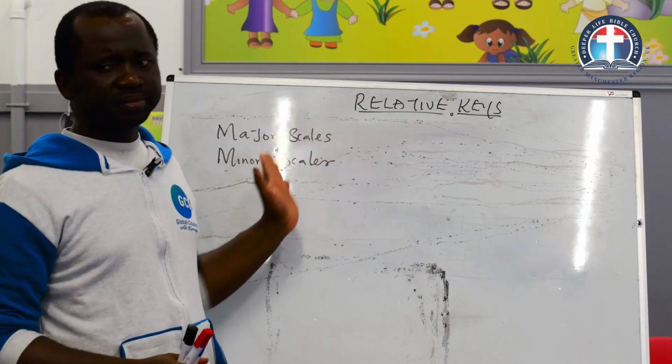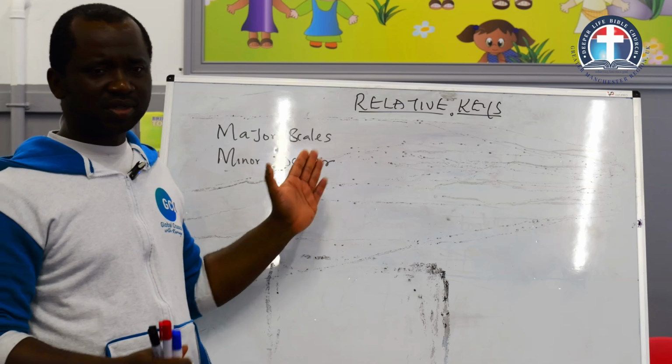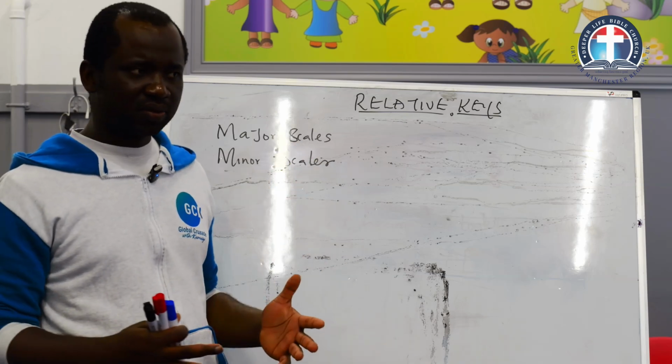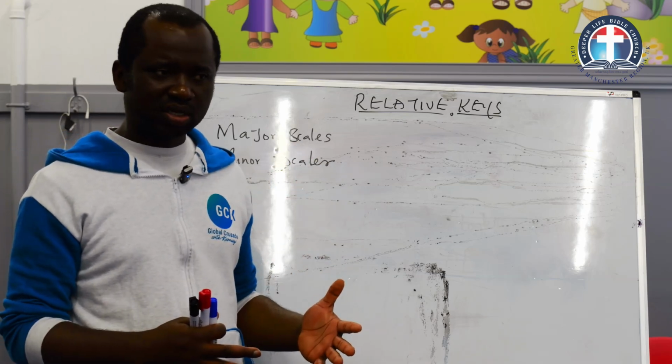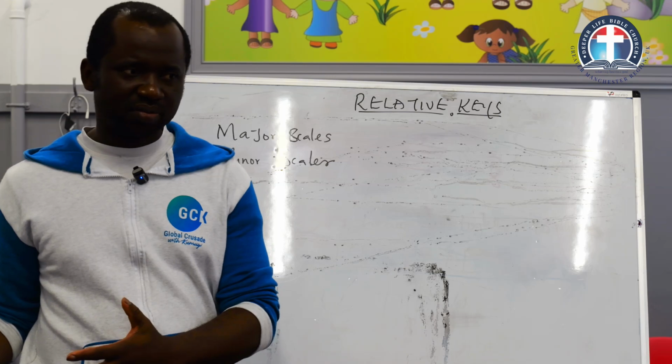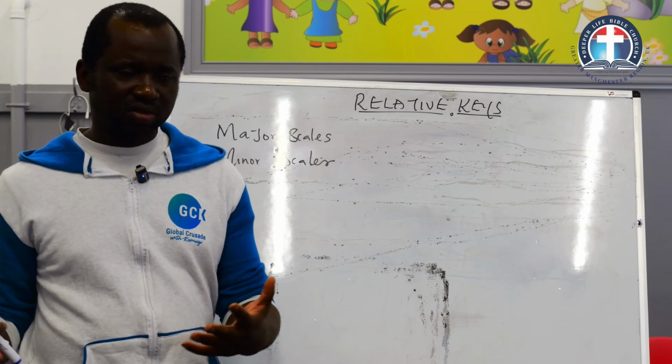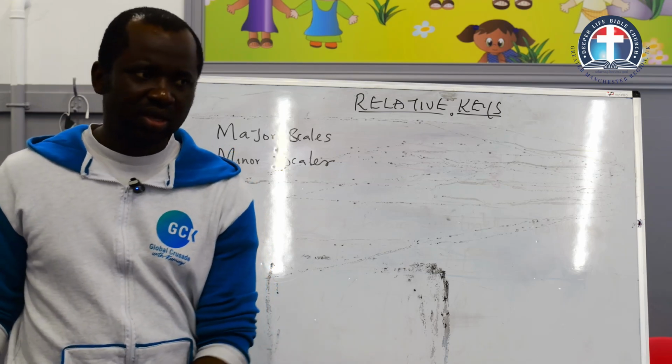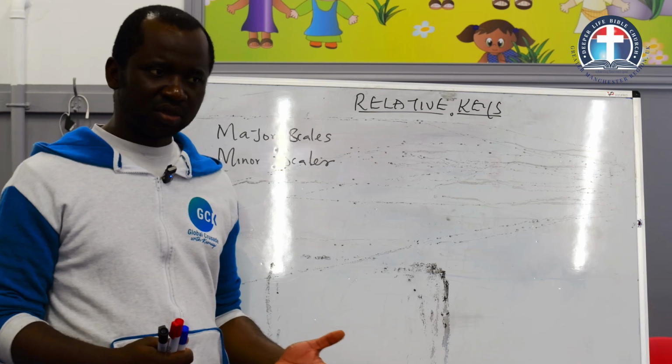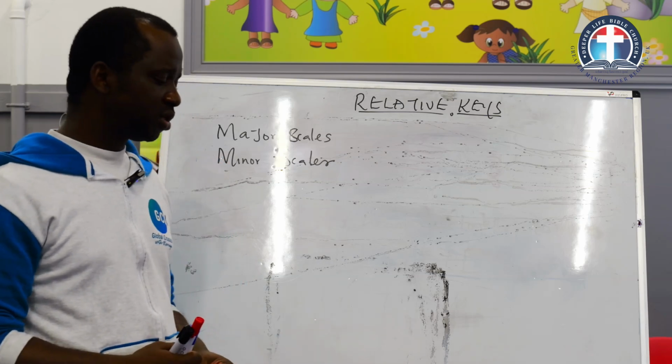So these are relatives. Relatives means they are related to one another. Every key you find in the major key has a relative in the minor key. Every key you find in the minor key has a relative in the major key. And how many keys do we have in music?